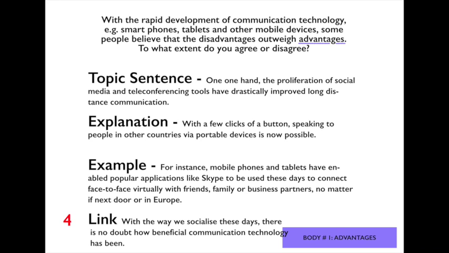So the last part is the link, and it is pretty much like your topic sentence but at the end of the paragraph. Because it is the last thing that the marker reads for the paragraph, you want to repeat what your point is of the paragraph. So you basically say what you have said in the topic sentence, but change it slightly. So I said, "With the way we socialize these days, there's no doubt how beneficial communication technology has been."